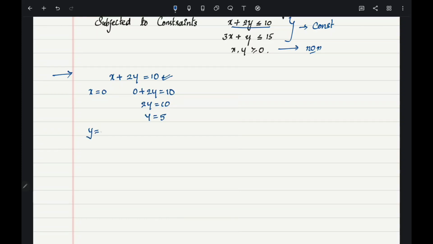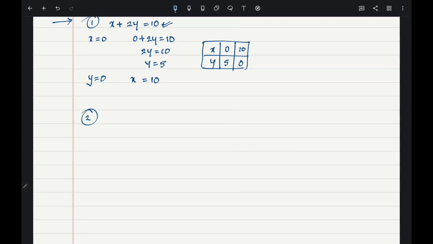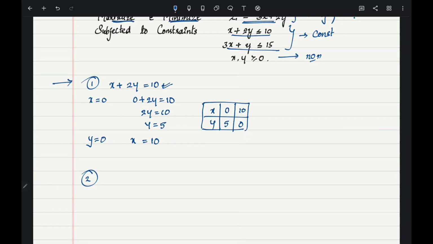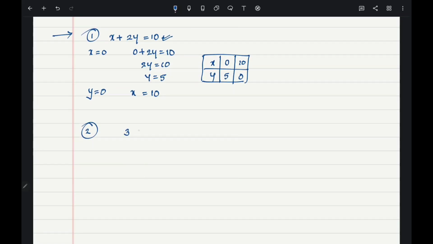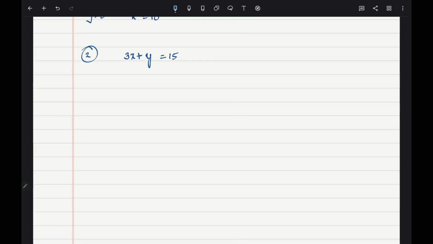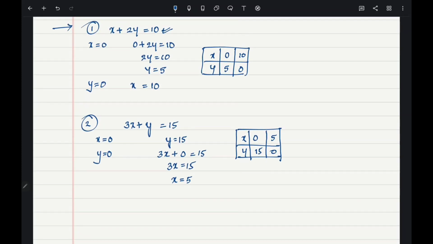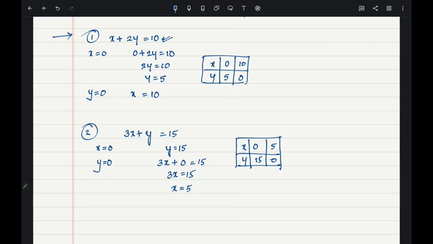Now put y equal to 0. What you will get is x equal to 10. Now in the solution box, if x is 0 we have got y as 5, and if y is 0 we have got the x value as 10. In a similar manner, let's solve the other constraint. The second constraint is 3x plus y less than or equal to 15. So we will write it as 3x plus y equal to 15. Now give the values for x and y. Now let's draw the graph for both of these constraints on the graph sheet.